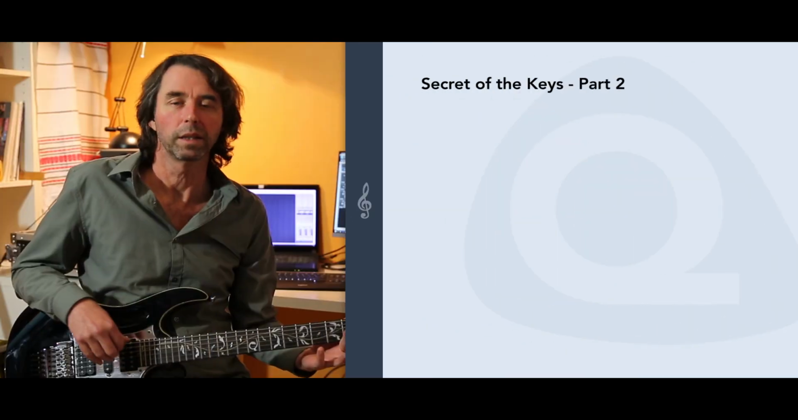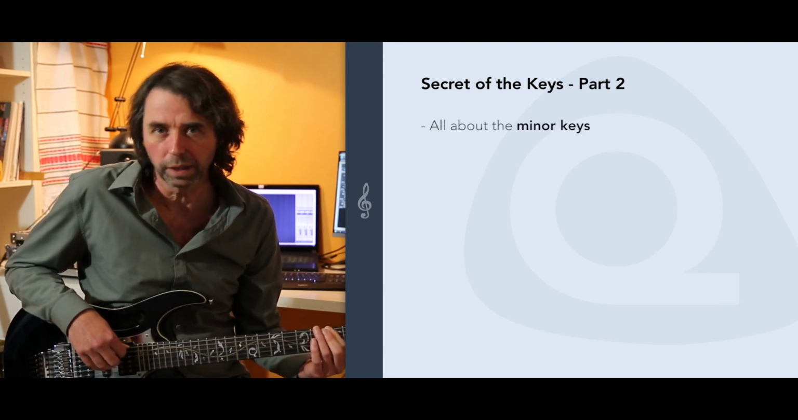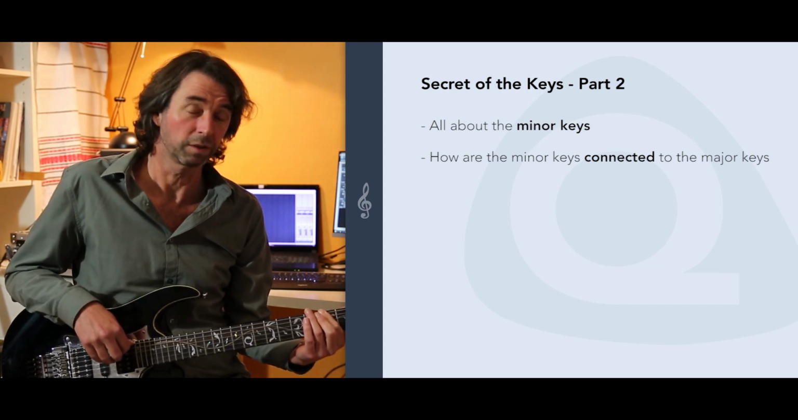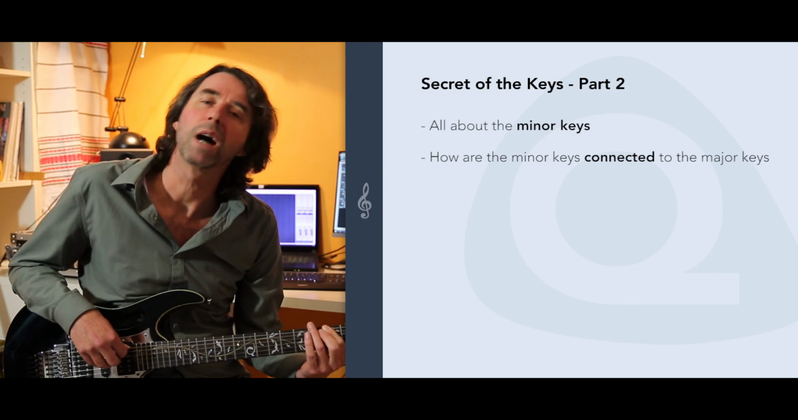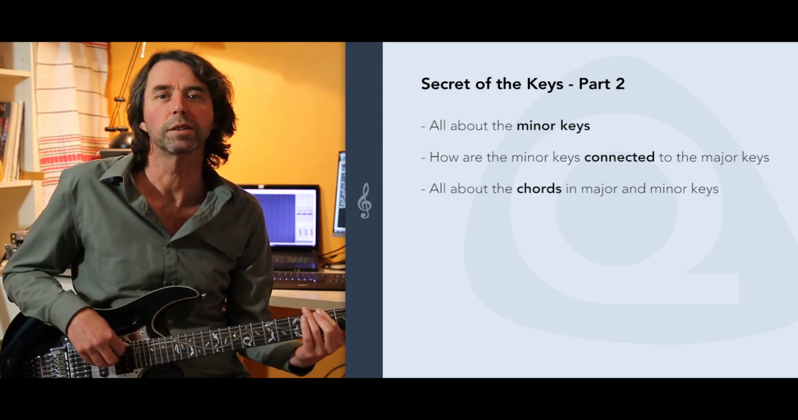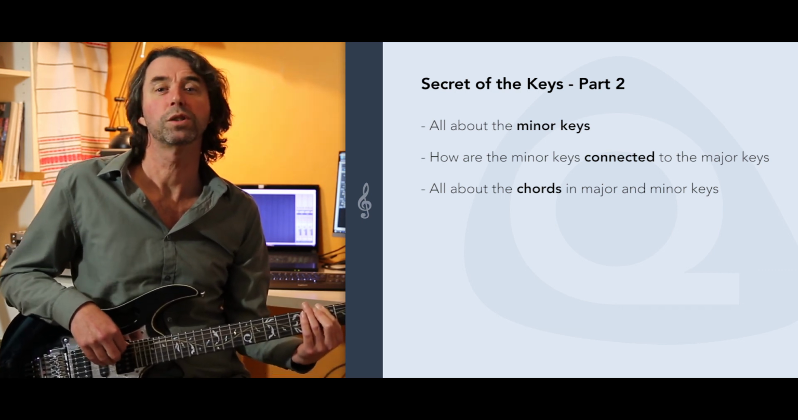So far we unraveled quite a bit about the secret of the keys. In the next part we're going to discover how the minor keys are organized and how they are connected to the major keys, because they are. And we will find out how the chords are organized in the major and minor keys. Then we can put all newly gained knowledge to practice.